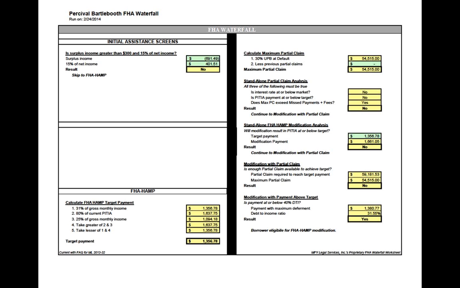We look at the interest rate, and we ask ourselves, is it at or below the market? Here, the interest rate was pretty high. Let's see, it was 8.5%. That's well above the market rate, which is 4.625%. So we know that this borrower is not going to be eligible for a standalone partial claim. Also, their current PITIA payment is not at or below their target payment. They would not want to be kept at their current payment.